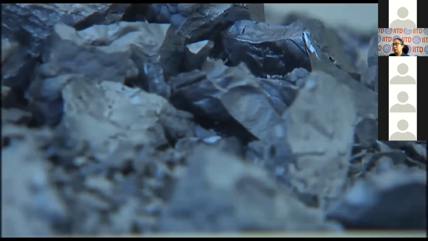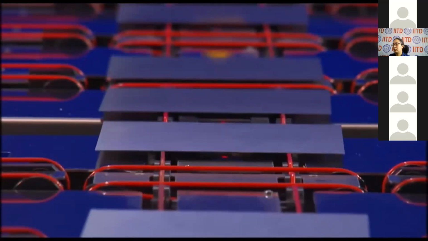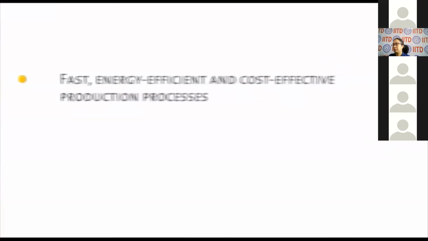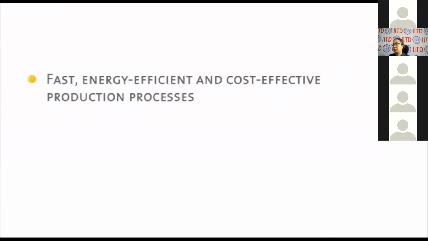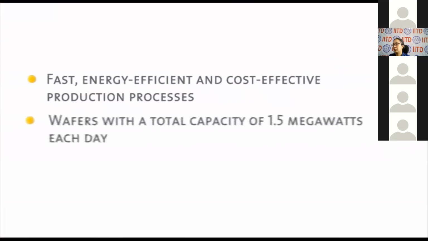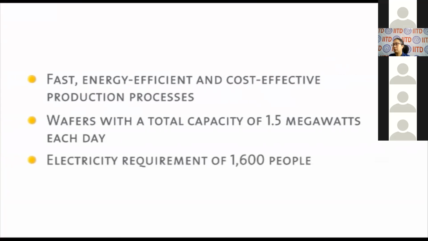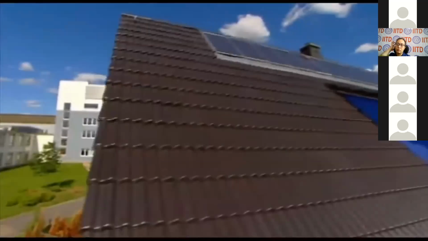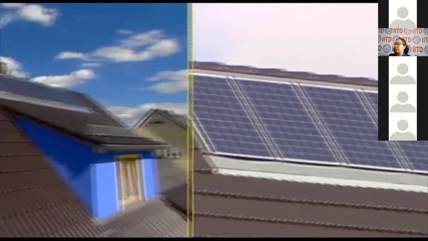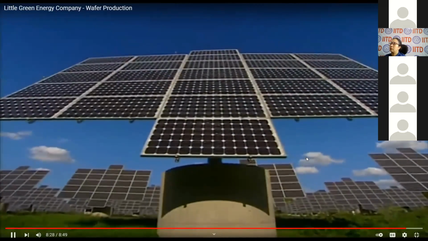In as little as 8 days, ultra-pure silicon has been transformed into multicrystalline wafers for the photovoltaic industry, applying fast, energy-efficient and cost-effective processors around the clock. Each day, wafers with a total capacity of around 1.5 megawatts leave the factory, enough to cover the electricity requirement of 1,600 people and take another big step along the way towards worldwide, independent, environmentally friendly and secure energy supplies.